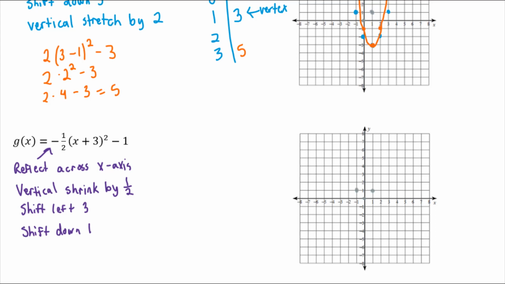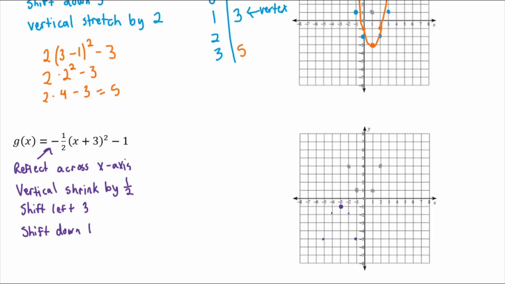So putting this all together, and it is helpful either to actually graph it on here or just have an idea of what it's supposed to be so you know what you're trying to move. We want to shift left 3 and down 1. So here's where the vertex will be. And then we also need to make it reflect so that it's going down. So that's going to make our points go this way.